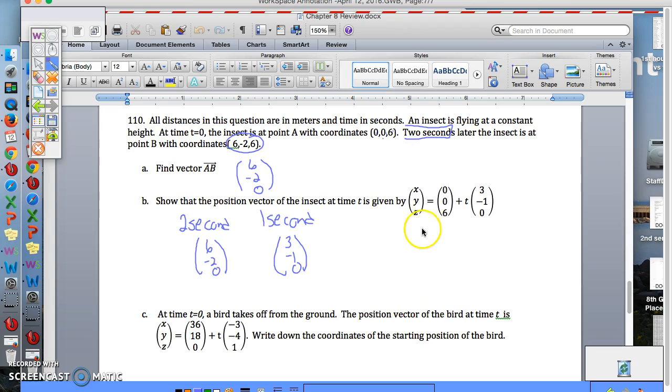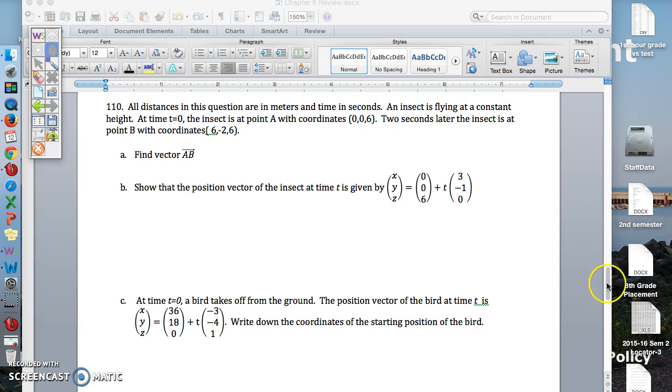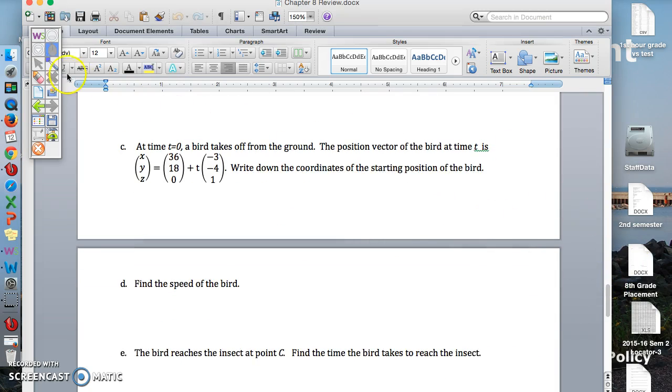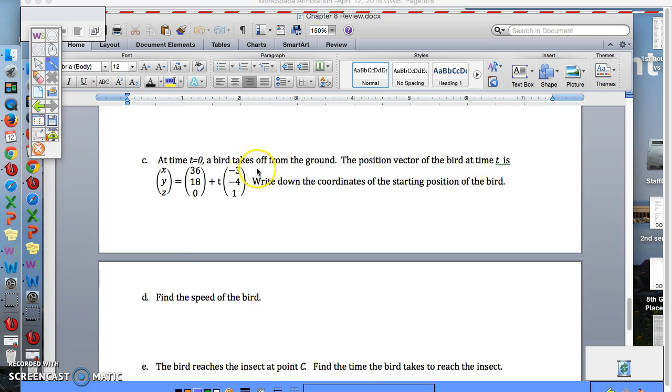So our position vector would be, or that's our directional vector, 3, negative 1, 0, because that's how fast it's moving per second. And then it passes through our A coordinate, so we have 0, 0, 6. So that's how they get this 3, negative 1, 0, because it's per seconds. So letter C here. At time t, at t equals 0, a bird takes off from the ground. Right, the position at the bird is this. Write down the coordinates of the starting position. Well, that would be right here. So it starts at 36, 18, and 0.